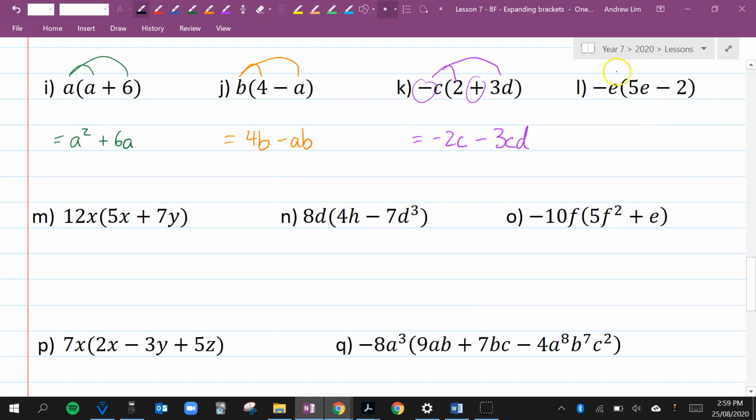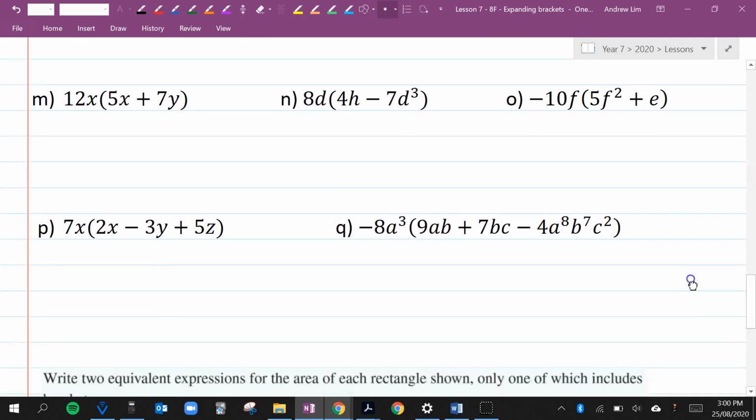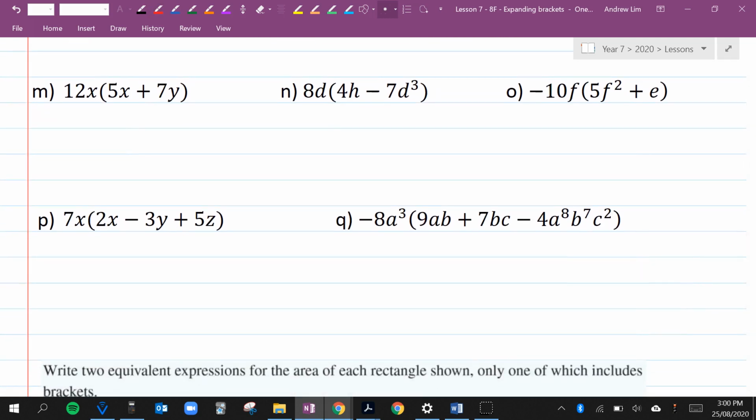L, negative e times 5e. E times 5e is 5e squared, but we've got a negative times a positive, so that's negative. And negative e times negative 2, well, e times 2 is 2e, and negative times negative is positive. Okay. Question M to O. Pause the video, have a go with those.